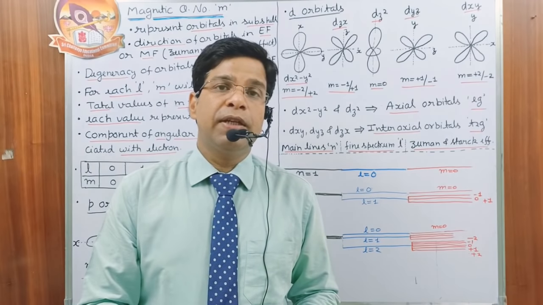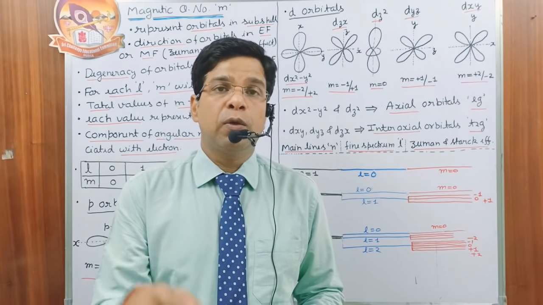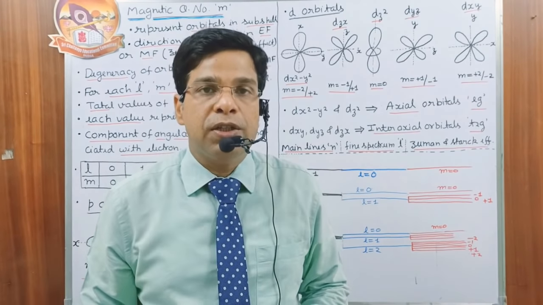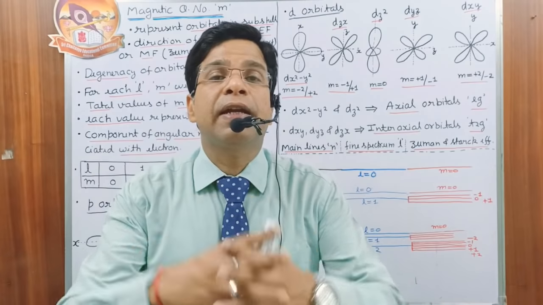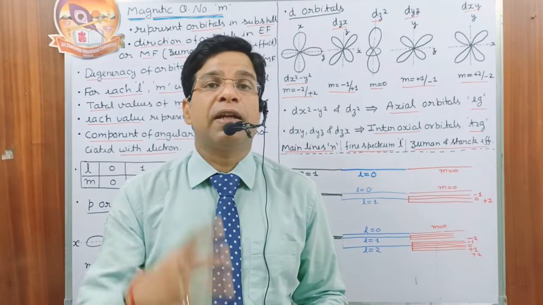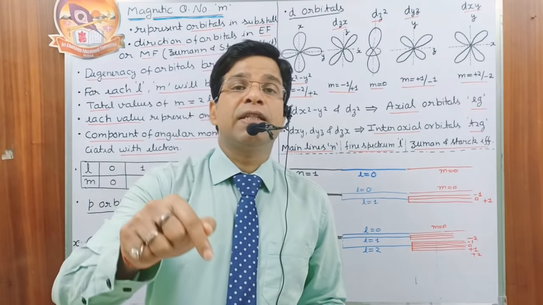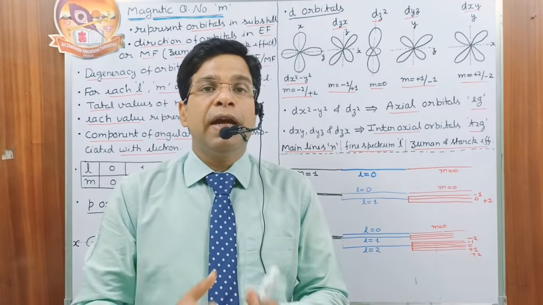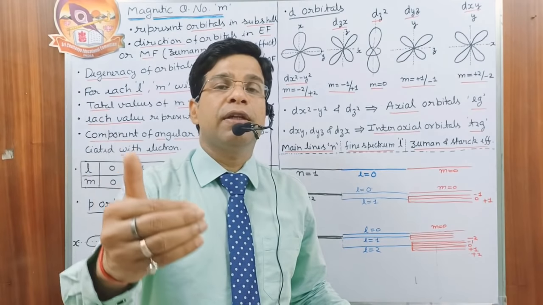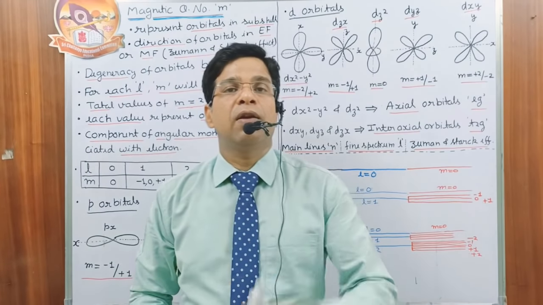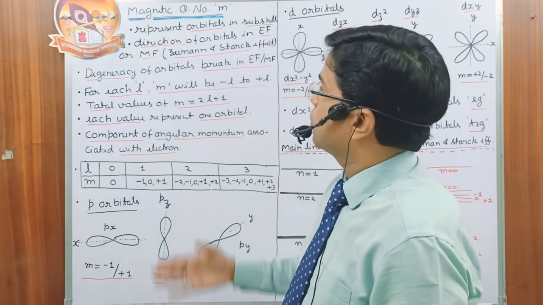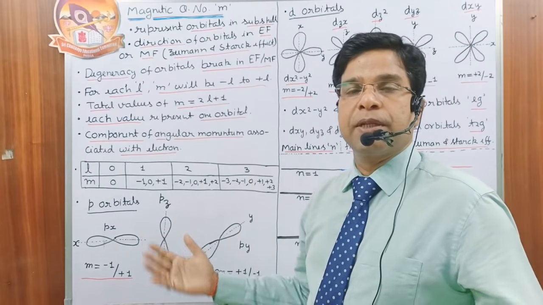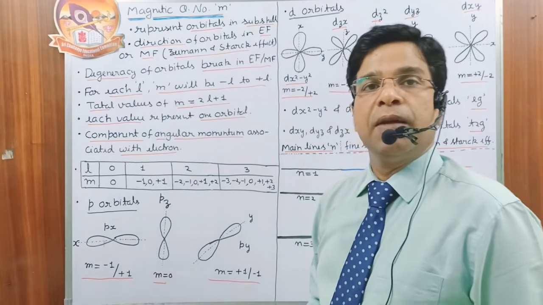What is the meaning of degeneracy? The tendency to not be separated. They don't want to separate from each other. They want to remain collectively. But when we apply the electrical field or magnetic field, this tendency is broken. Their degeneracy is broken, and they split according to the direction of their angular momentum. So the degeneracy of the orbitals breaks in the presence of an electrical field and magnetic field.